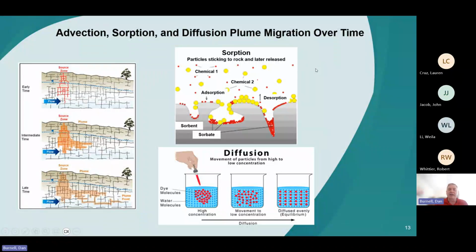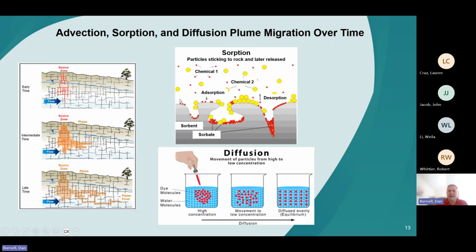But an important mechanism that can also occur in the subsurface is called sorption. Sorption is essentially that some of these chemicals like to stick to the rocks and sometimes organic carbon. And so we call that sticking adsorption.